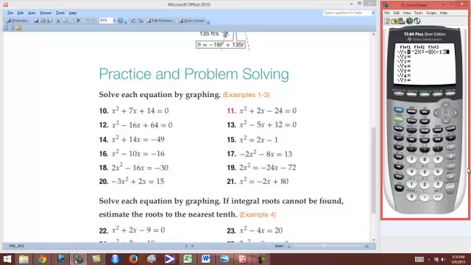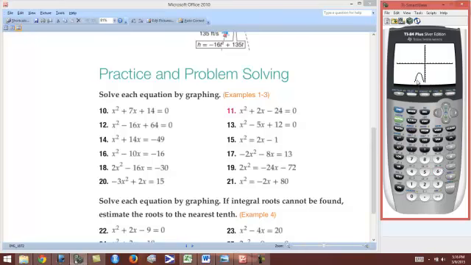Okay, now I know that. Now I'm going to use a standard display to look at this graph. So let's just look at the graph. Okay, let's graph it, and I'm going to hit zoom and standard 6. Let's see what it looks like.